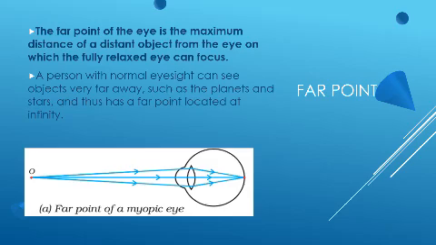As you also know, during the night we can see the twinkling stars and we can see the planets also, but sometimes we cannot distinguish between the stars and the planets. But we are able to see the distant objects which might be placed at infinity.